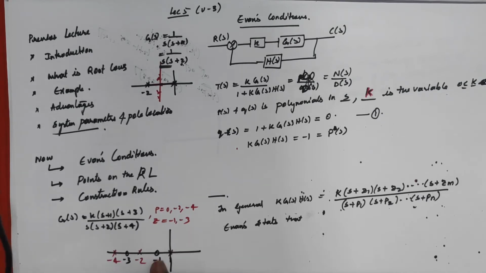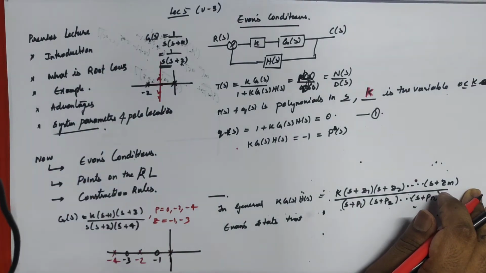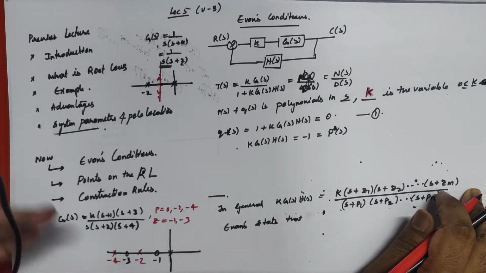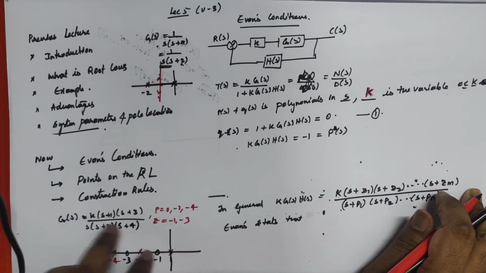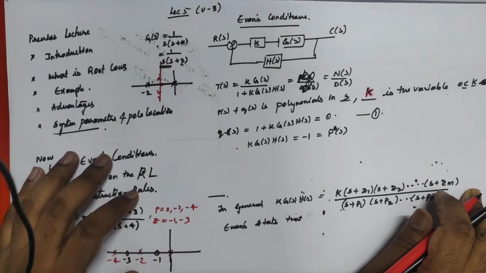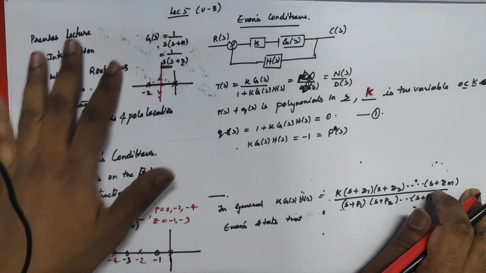So how do I draw the root locus for this? This root locus will vary with the k value, from k equal to 0 to infinity. I am having many poles and zeros, so much is happening here. To reduce all these things we have some rules.